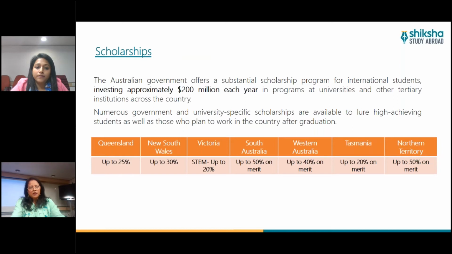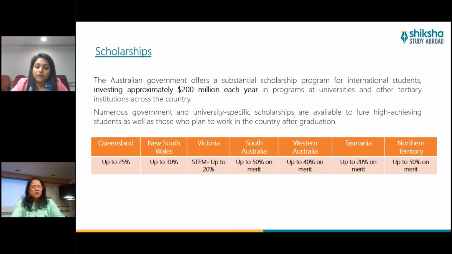Scholarships. I would like to cover that over here. The Australian government offers substantial scholarship benefits to international students. It is a huge investment, close to 200 million pounds, that the Australian government is offering to students through university partners in line with the scholarships to international students.